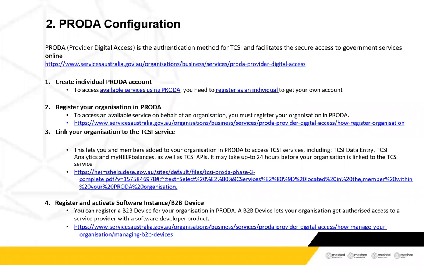Next is your PRODA configuration. As we all know, PRODA is used to authenticate TCSI services. There are several steps in this. You have to create a PRODA account first. Once your account is created, you will need to register your organization in PRODA. Once this registration is done, you can link different services to your PRODA account. One of the services will be the TCSI service, as you are going to use that PRODA account for TCSI reporting. Once the services are linked, you can create a software instance, which is also called a B2B device, which will be needed to activate this feature on your Mesh platform.